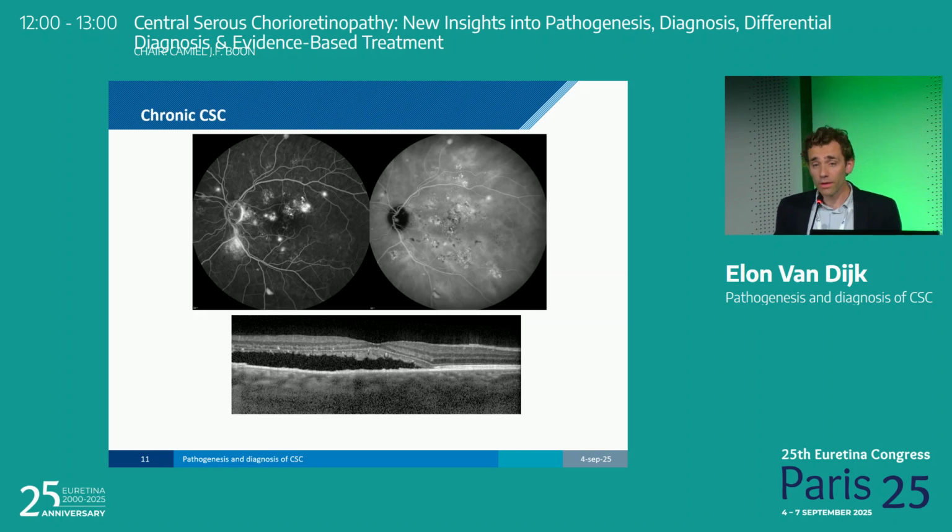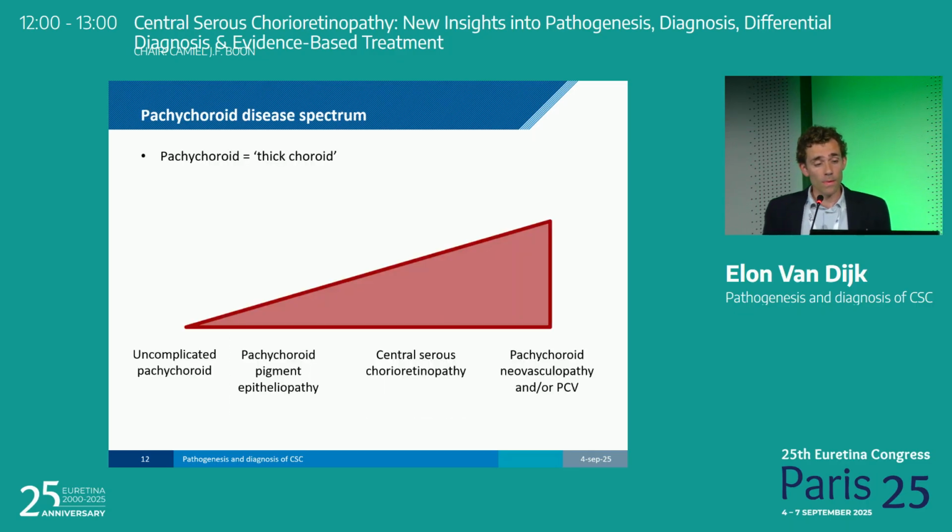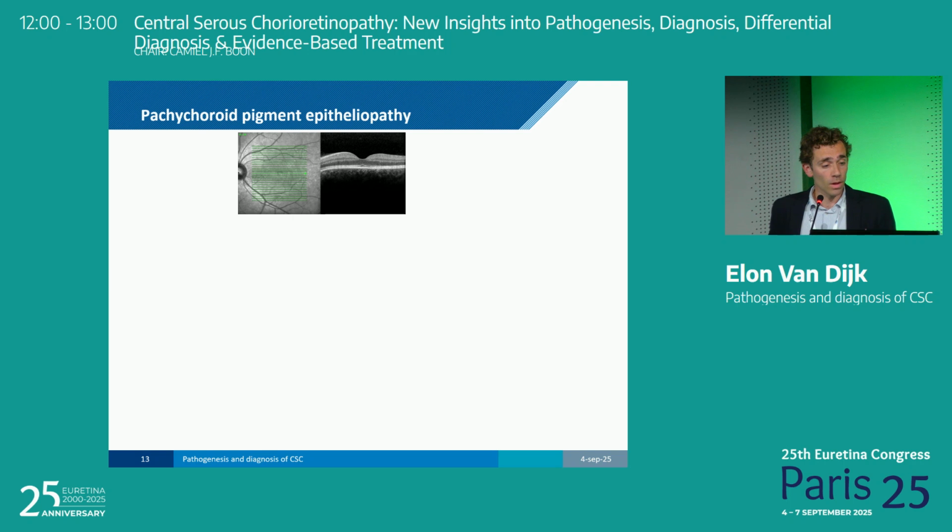In this patient, you really see that the abnormalities on the ICGA are far more widespread compared to FA. So CSC really is a disease of the choroid. It's part of the pachychoroid disease, and that pachychoroid disease spectrum is also a spectrum. So you have uncomplicated pachychoroid pigment epitheliopathy, CSC, and PNV or PCV. I'll come back to a few of these diseases later on.